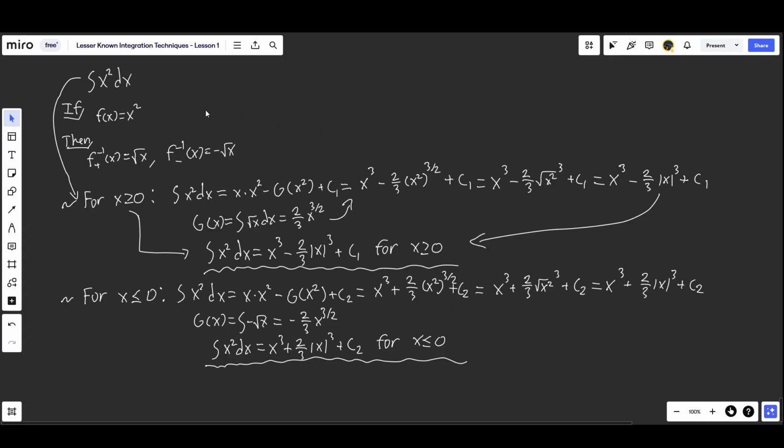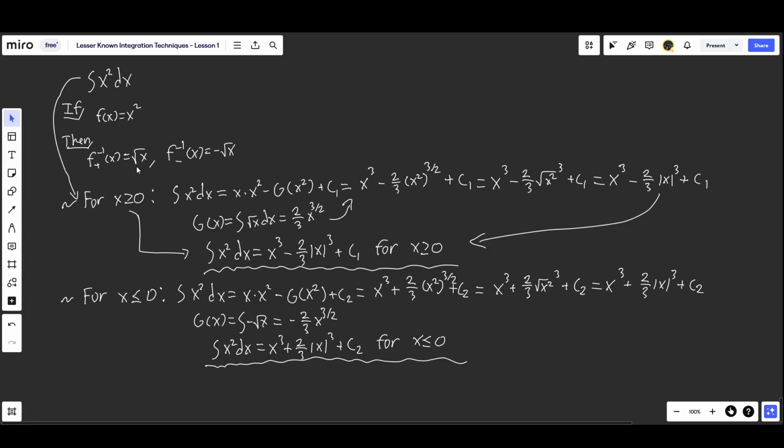To give an example of what I'm talking about, I'm going to do the indefinite integral of x squared with respect to x. As we've previously discussed, f of x equals x squared has two inverses. The square root of x for x greater than or equal to 0, and the negative square root of x for x less than or equal to 0. We will need to use the indefinite form of inverse function integration for each of these inverses.